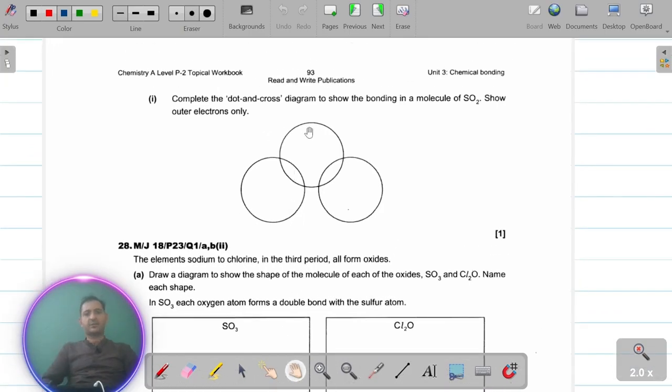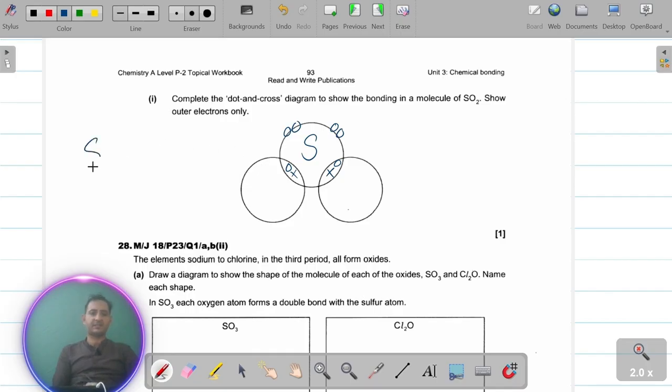Complete a dot and cross diagram to show the bonding in a molecule of SO2. So sulfur is from group 6. So these are the lone pairs of sulfur, 1, 2, 3, and 4. And it is the electrons of sulfur and sulfur, and the electrons of oxygen and oxygen. So now I will draw the remaining lone pairs of electrons. Okay, so no, this is a double bond.